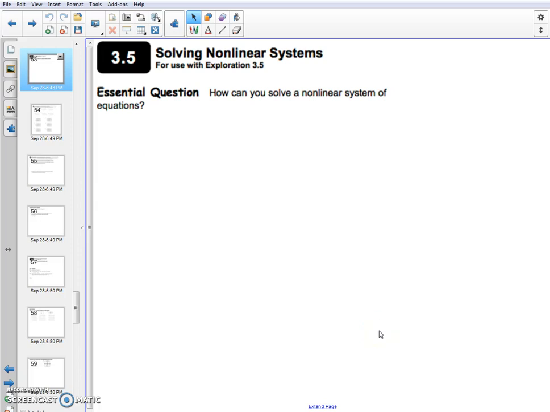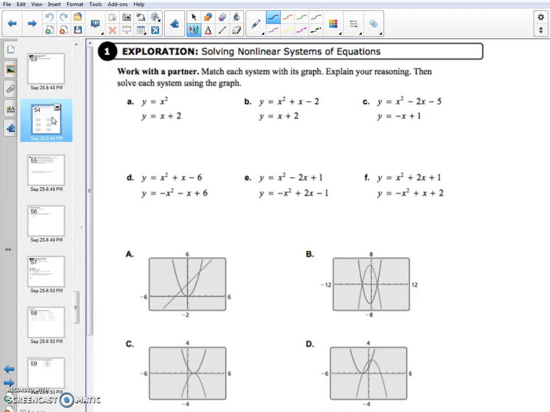So we are looking at section 3.5 today, solving nonlinear systems. We have seen linear systems before, where we are solving to find where two lines intersect, or we've even done where things intersect in 3 dimensions. Today we are looking at nonlinear systems, so we have variables that are going to be squared, essentially, in addition to variables that are not squared. This is in your student journal on page 65.